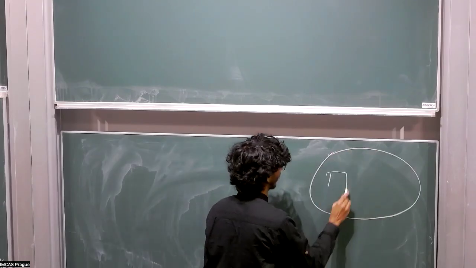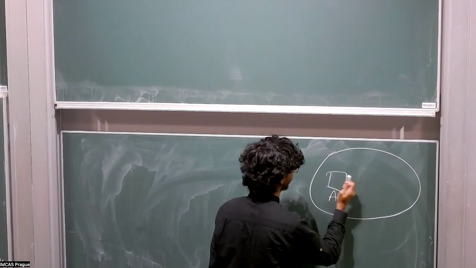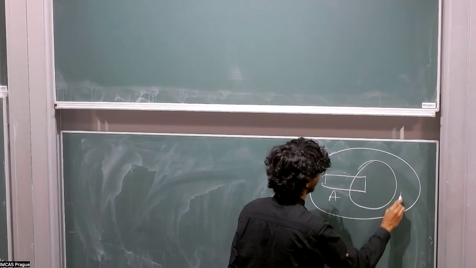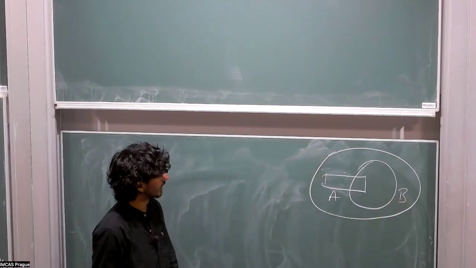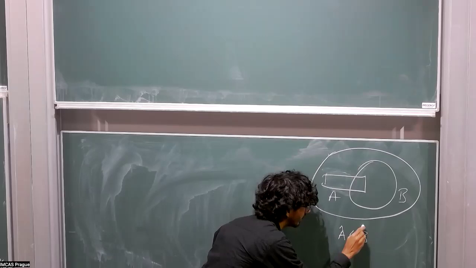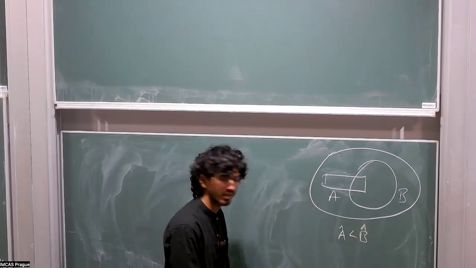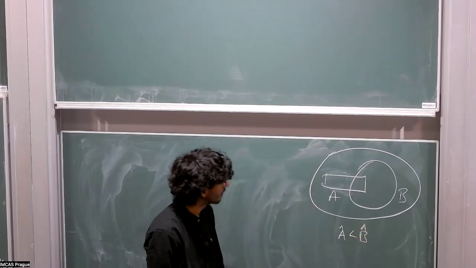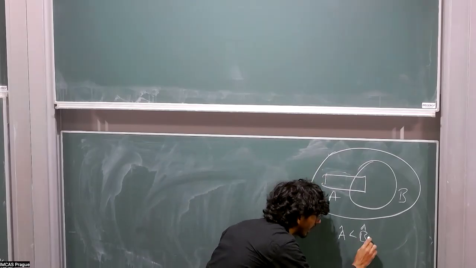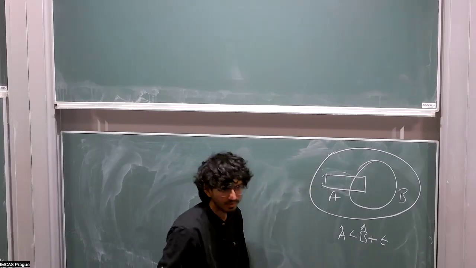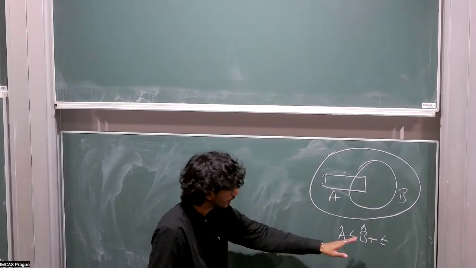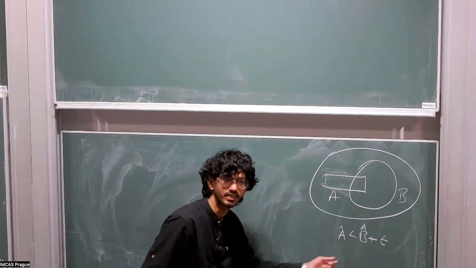So you have A and B, right? And if A is less than B for all measures, then we can find some epsilon such that this happens, right? So if B is greater than A with respect to all measures, there is also some epsilon such that this still holds.